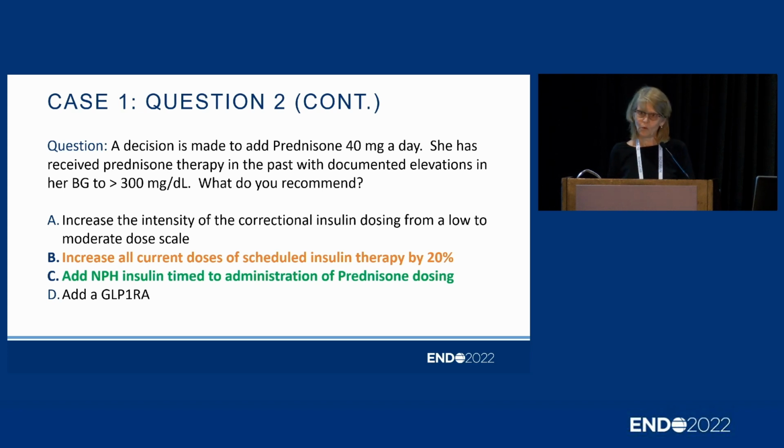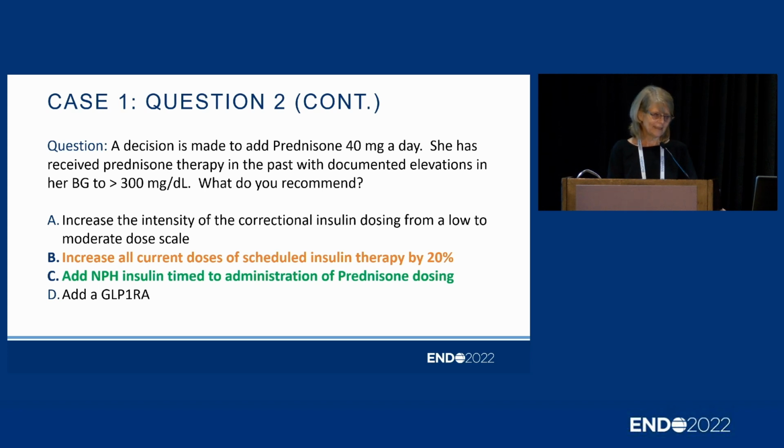Here we felt that either was okay. I suspect that she would need more than a 20% increase in her dose of scheduled insulin therapy, along with an increase in her correction insulin scale. But she could also have a dose of NPH added to whatever insulin regimen she's also on, timed to the administration of the prednisone dosing, because the pharmacokinetics of prednisone are very similar to those associated with NPH insulin.